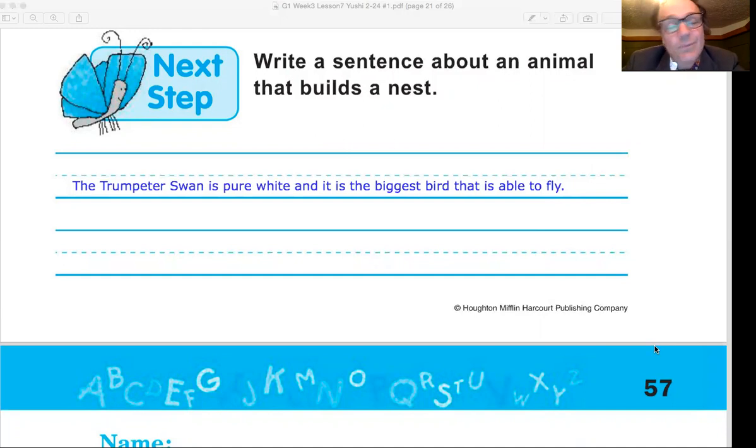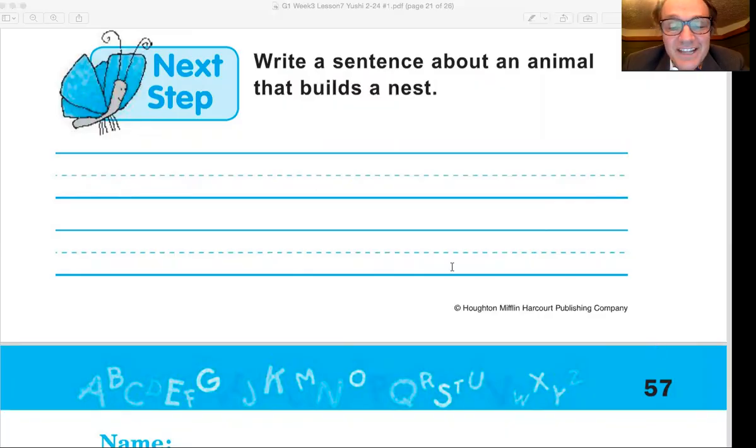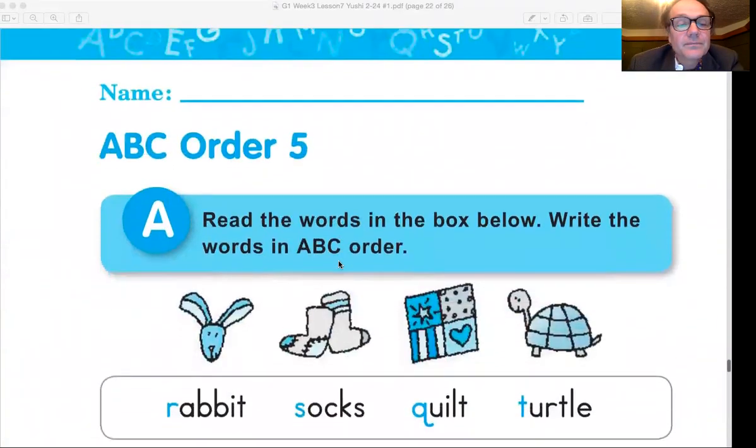I wish so much I could hear your sentence about something that could build a nest. What else? There are some unlikely things that build nests, right? Mice build nests. And yeah, there are some little four-leggeds that build nests too, you know. So let's keep going. This is fun.